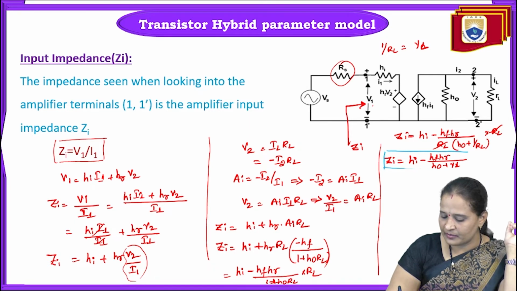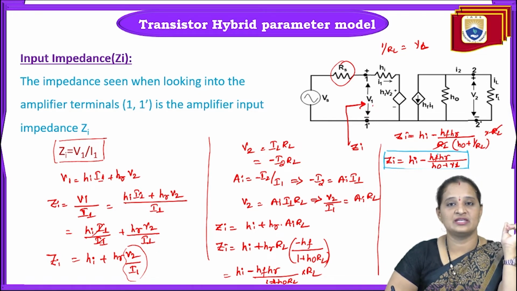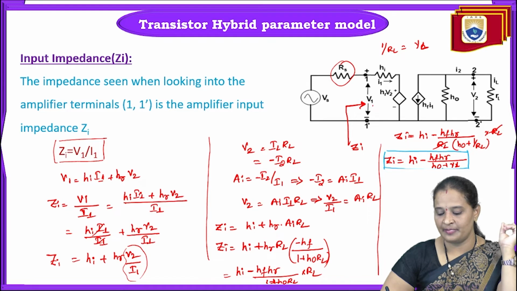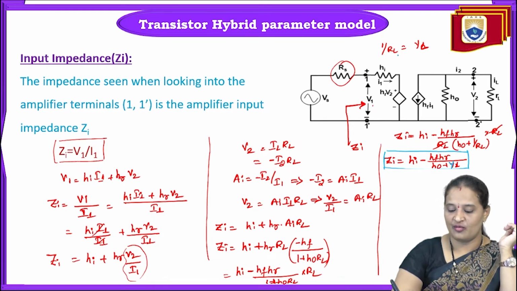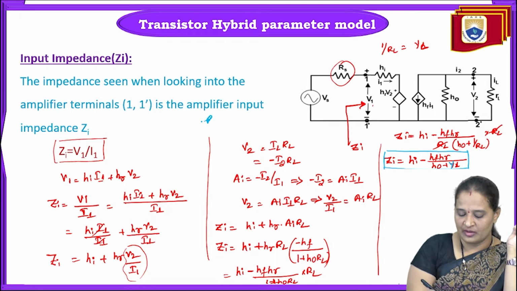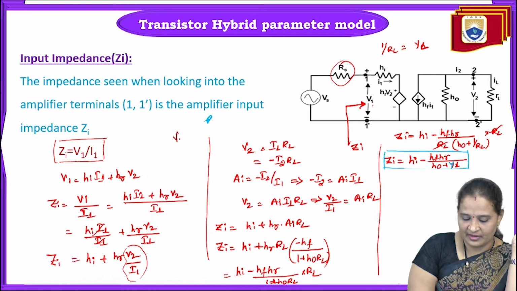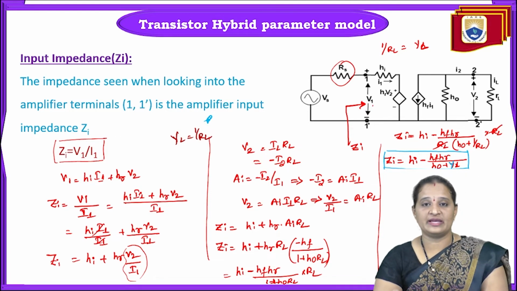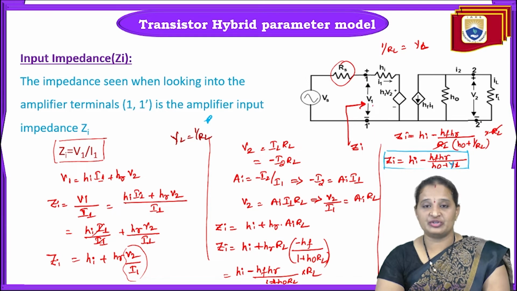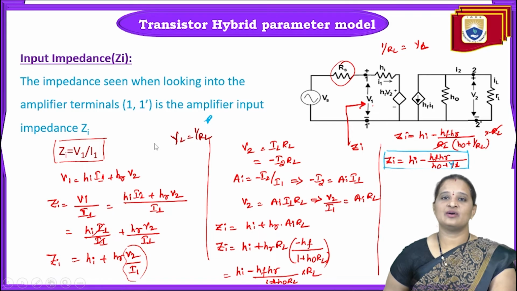So this is the formula for ZI. The formula for ZI is HI minus HF HR divided by HO plus YL, where YL is equal to 1 by RL. So this is the formula for input impedance. The input impedance of an amplifier circuit is given by HI minus HF HR divided by HO plus YL.